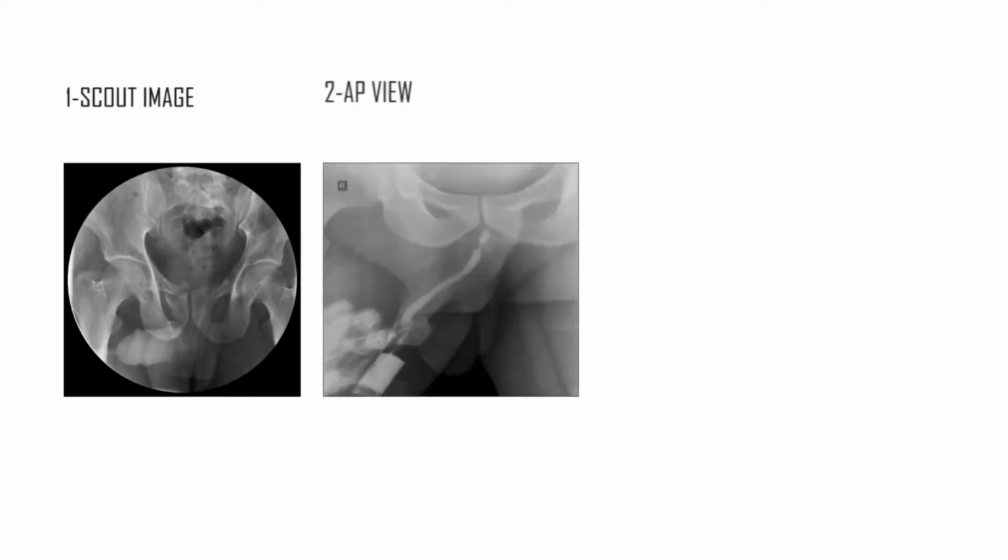Okay, so usually we do need 3 images for an ascending urethrogram study. First, one scout image before doing the injection. Then an AP view while you can see the whole length of the urethra. However, the bulbous part is curved and you cannot clearly see it in the AP view.